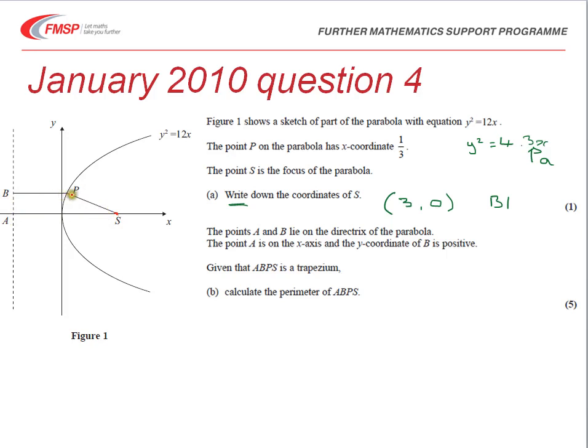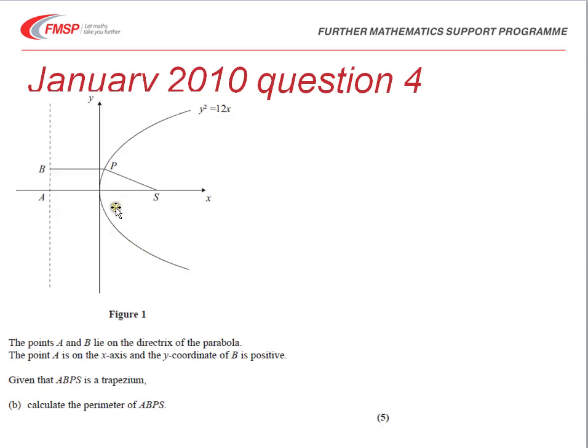Now what we're going to be using is the idea of focus directrix distances, and also knowledge of the directrix, because we're told that points A and B lie on the directrix. So you can see that this question is then just checking on your knowledge of the parabola. Okay, so I'm going to do that on a new page. We are on the new page.